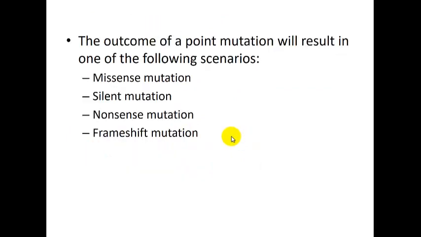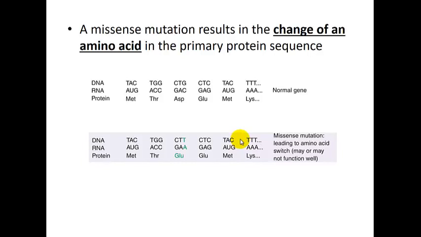Now, what happens as a result of any of those three can result in four different scenarios. We'll go through each of these here: missense, silent, nonsense, and frameshift. So let's take a look at a missense mutation. A missense mutation is defined as any mutation that changes an amino acid in the primary protein sequence. So that's the takeaway. The idea is a change in the sequence through transcription and translation ultimately leads to a change in the protein sequence itself.